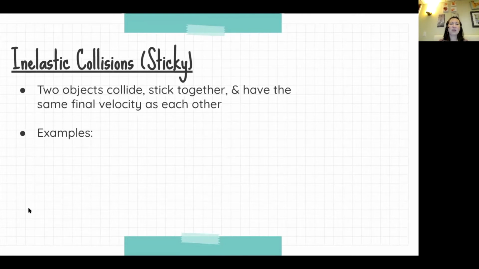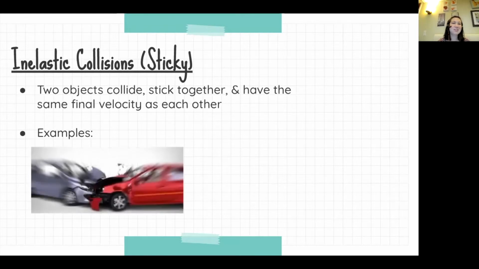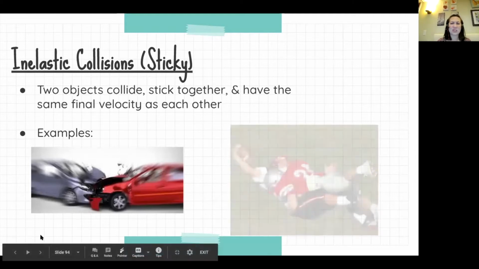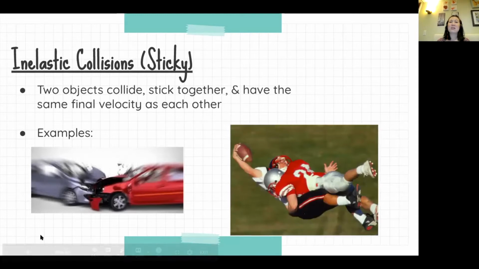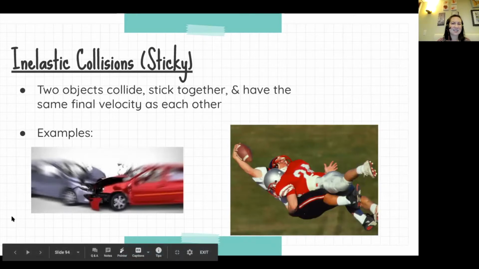So to start off, let's talk about inelastic or sticky collisions. These are collisions where your objects start apart, and because of the collision, they stick together. As a result, after the collision, they move with the same final velocity. A good example would be a car crash or something like a football tackle. These two football players clearly have the same velocity afterwards because they're stuck together.